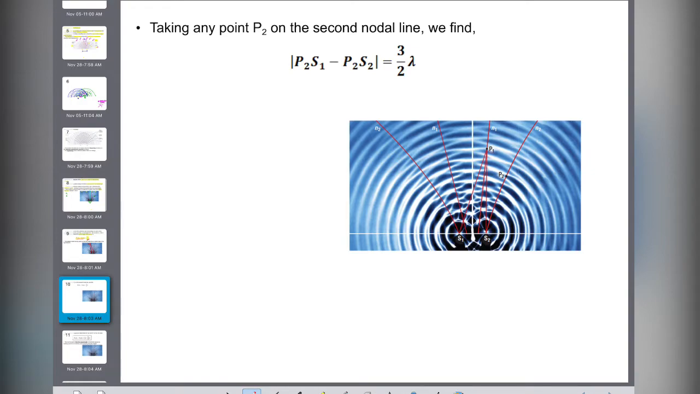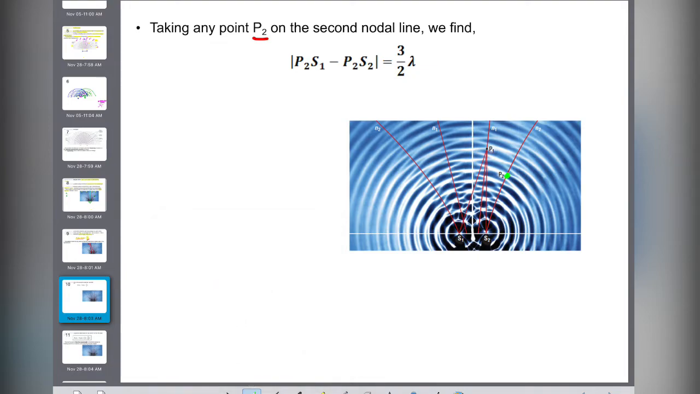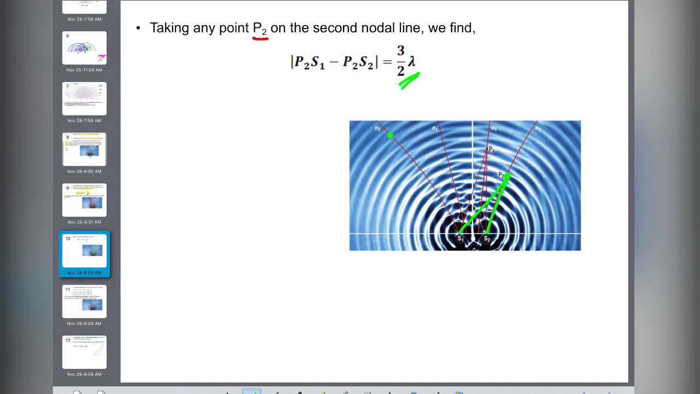Okay, and then they repeated it: how about if I put it on point 2? Meaning the second nodal line, so now they're talking about this point right here. If I'm on the second nodal line, I can pick this point or this point, it doesn't matter. If I connect this to S1 and measure how long this line is, and then connect it to the second source and measure how long this is, they found that the difference between these two lines always equals 1.5 wavelengths.